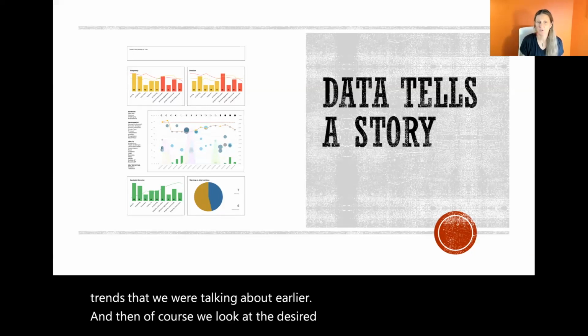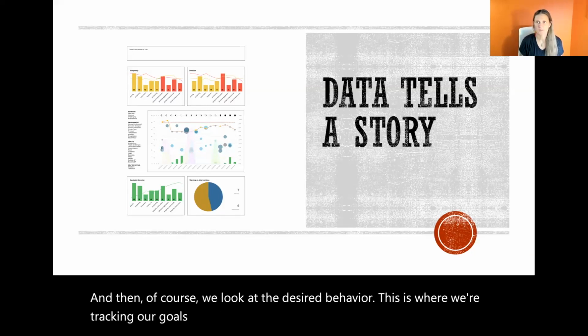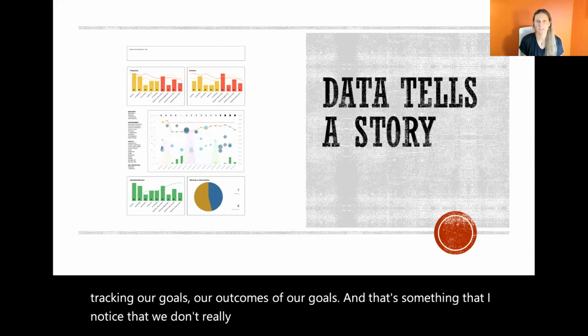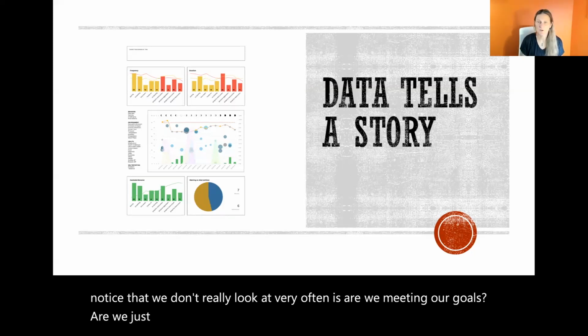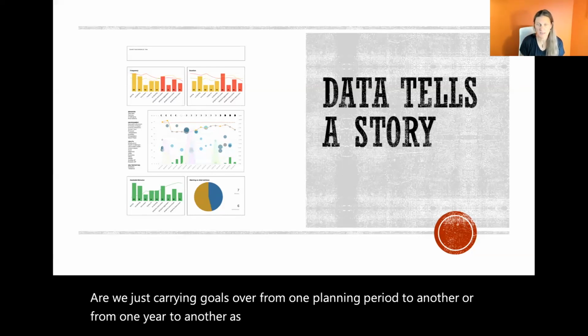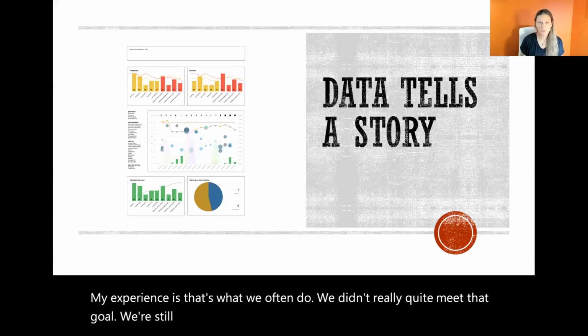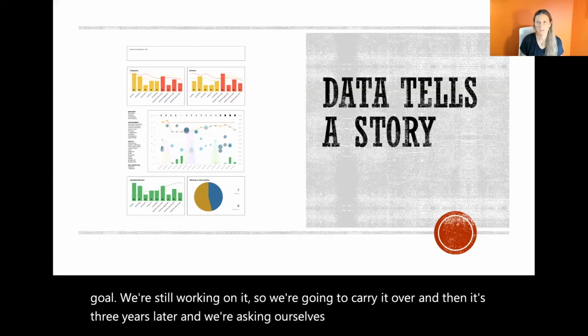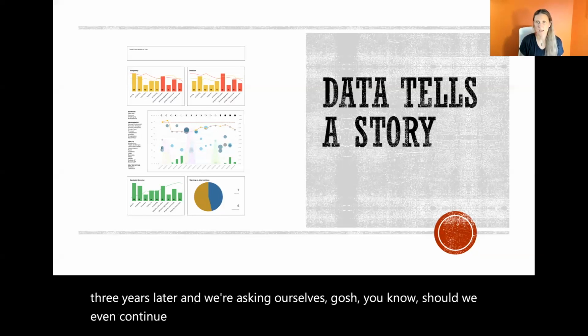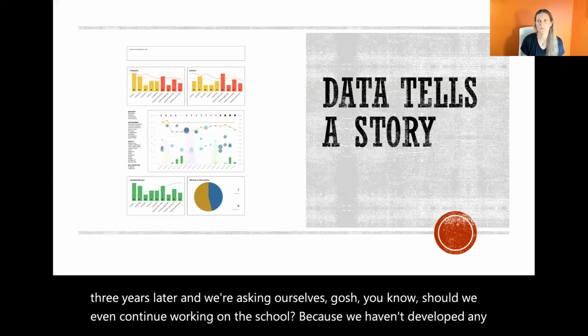This is where we're tracking our goals, our outcomes of our goals. That's something that I notice that we don't really look at very often: are we meeting our goals? Or are we just carrying goals over from one planning period to another, or from one year to another as we're developing these plans? My experience is that's what we often do. We didn't really quite meet that goal. We're still working on it. So we're going to carry it over. And then it's 3 years later and we're asking ourselves, gosh, should we even continue working on this goal because we haven't developed any further skills around it?